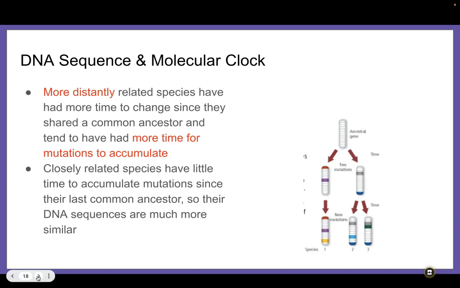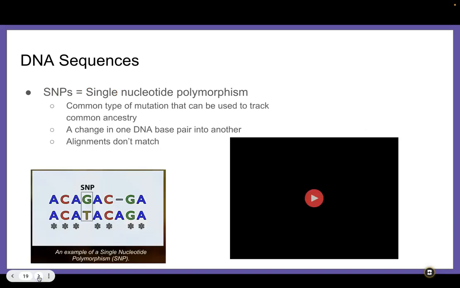More distantly related species have had more time to change since they shared some sort of common ancestor. So we say that because they have had more time to change, they have more mutations. They are more different. Those mutations have had more time to accumulate. Closely related species have had less time to accumulate mutations because they have a common ancestor that's closer, so their DNA sequence would have more in common. We kind of refer to this as the molecular clock and figuring that out.